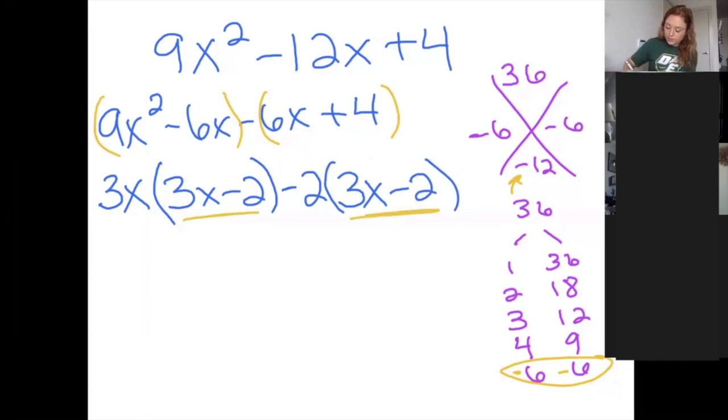3x minus 2 and 3x minus 2. So we drop that down one time. And then I'm going to go get those other pieces. 3x, ooh, what happened?